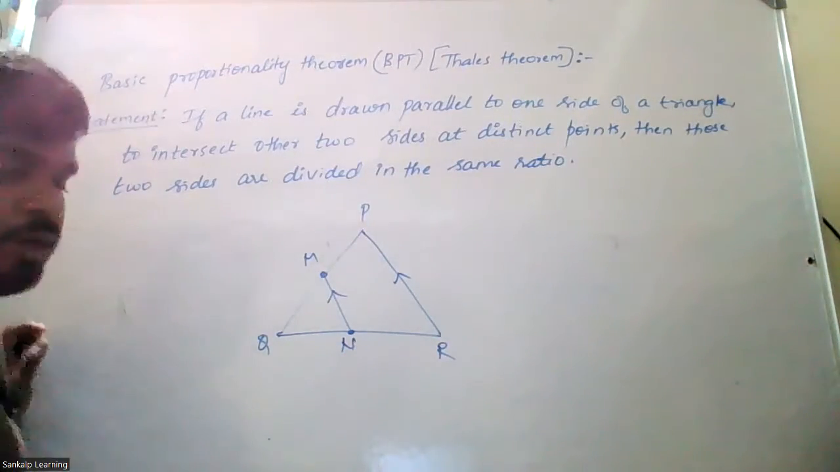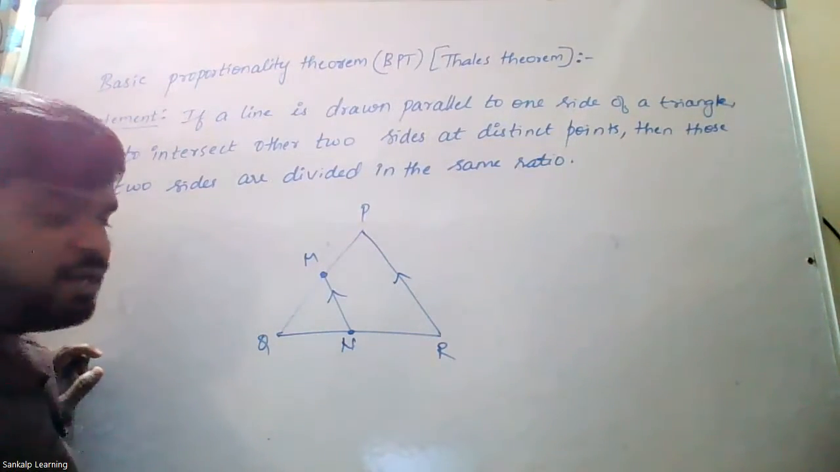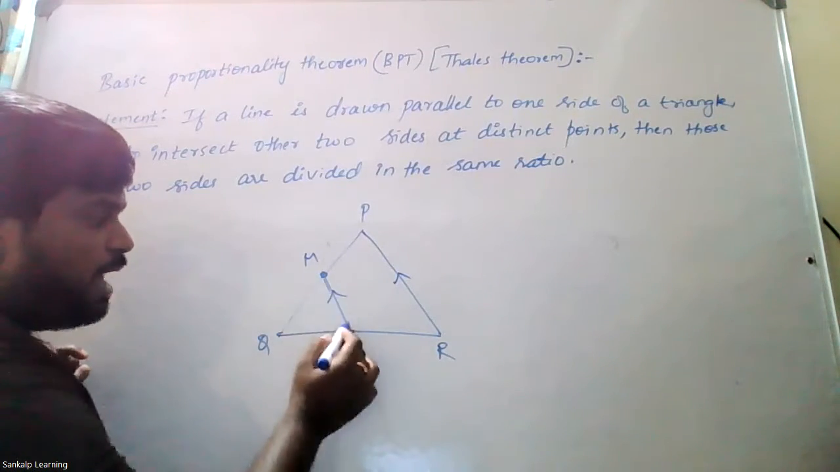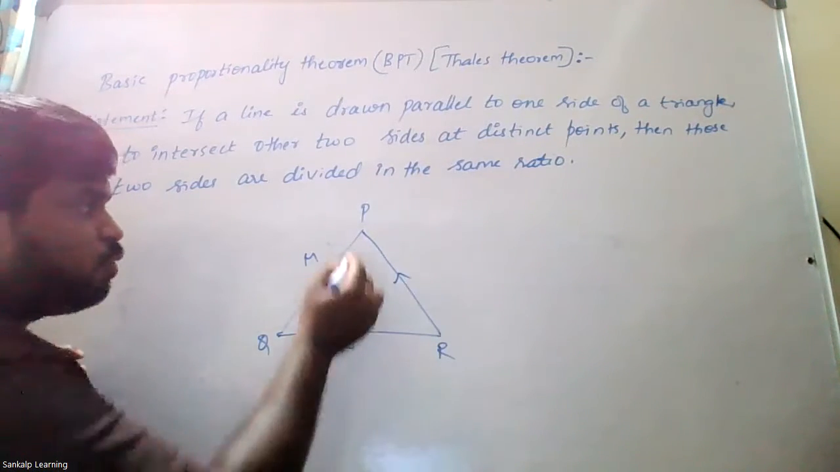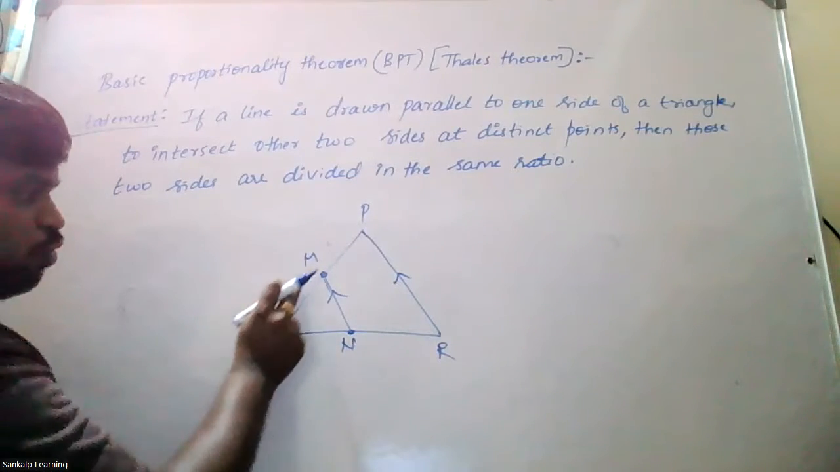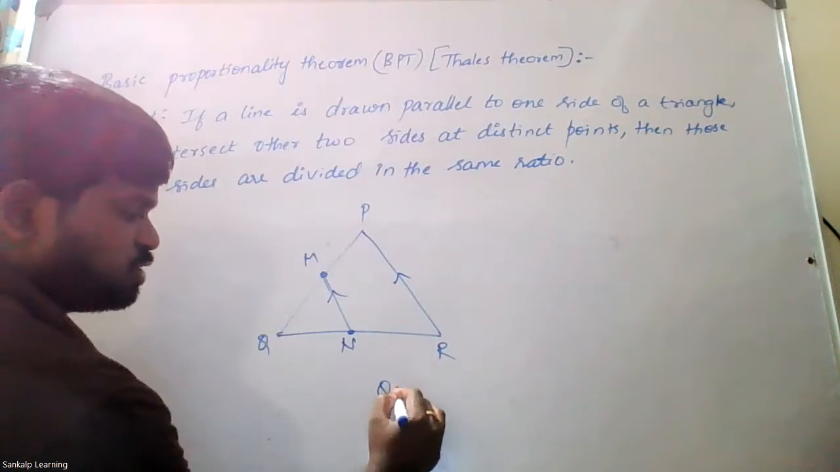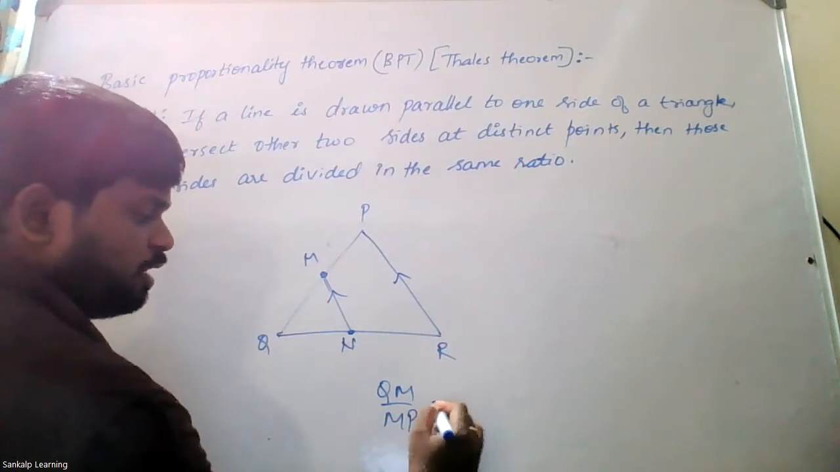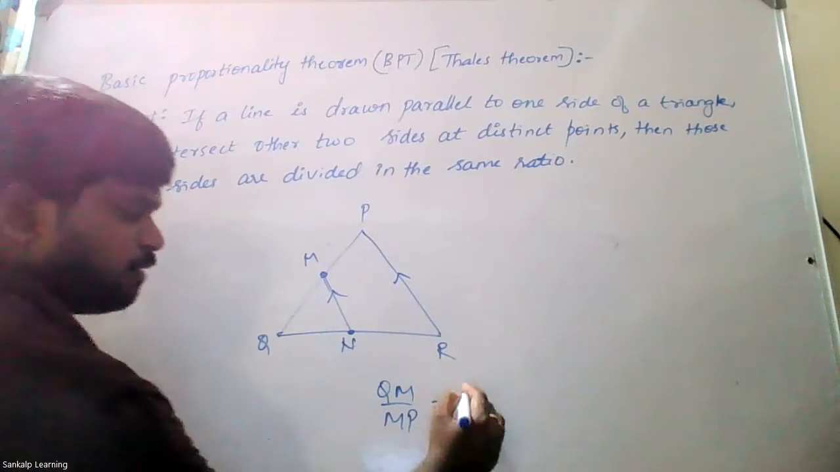Now what happens according to BPT? The two sides are divided in the same ratio. See, I've drawn a parallel to this side. So which are the two sides? PQ and QR. So observe, they are divided. QM by MP is one ratio. The other one will be QN by NR.